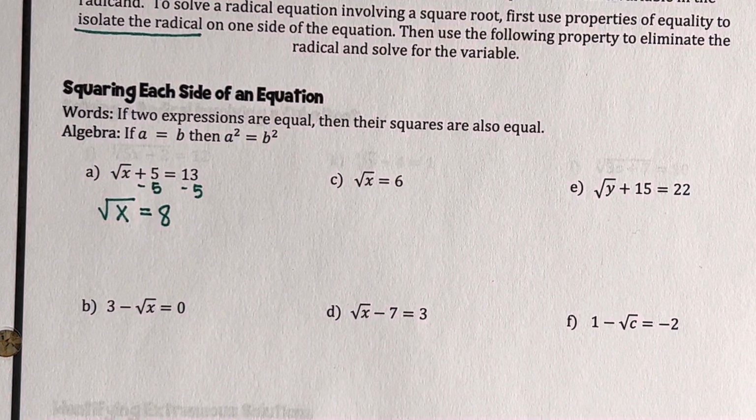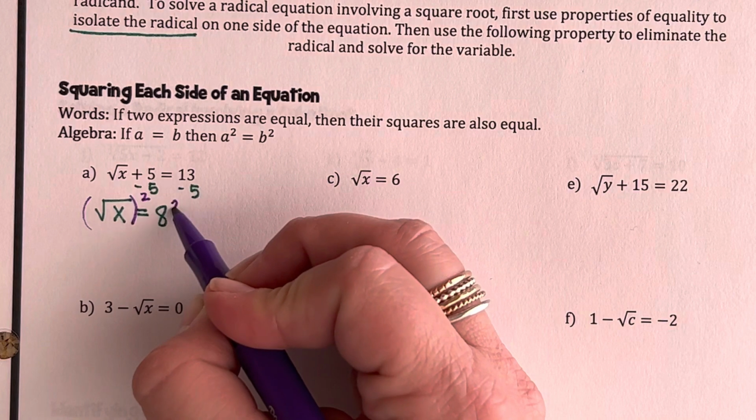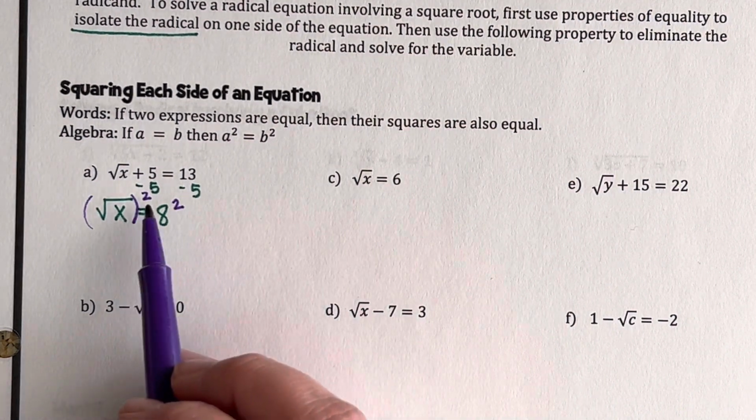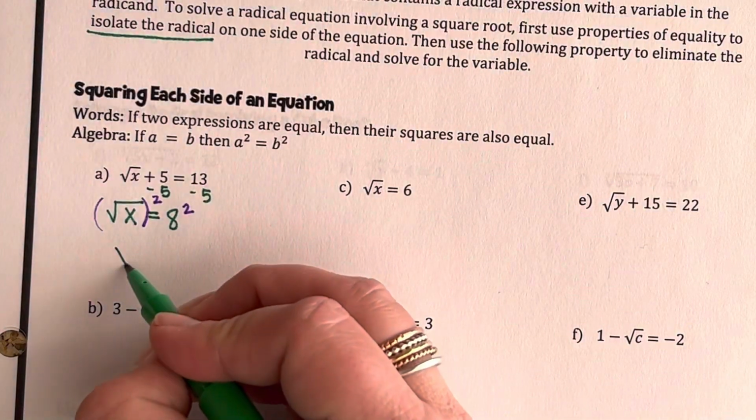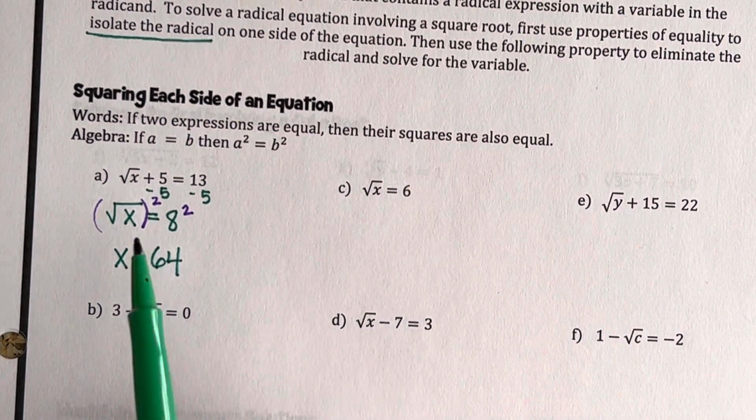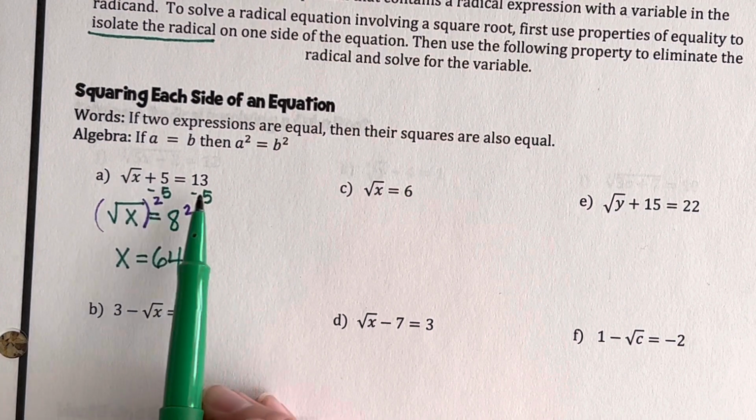Okay? So once I have it down as the square root of x is 8, that's awesome, but I want to know what x is. So I can square this side, but then I have to square the other side. If a equals b, then a squared equals b squared. So if the square root of x equals 8, then the square root of x squared equals 8 squared. The square root of x squared gives me x, and 8 squared is 64. It makes sense because the square root of 64 is 8, and then 8 plus 5 is 13.